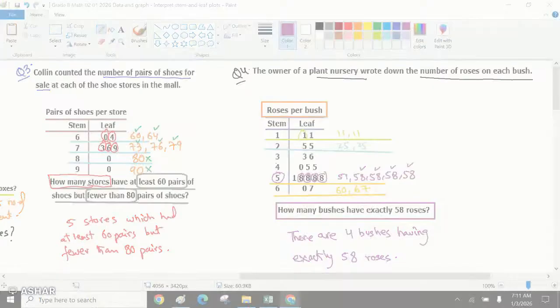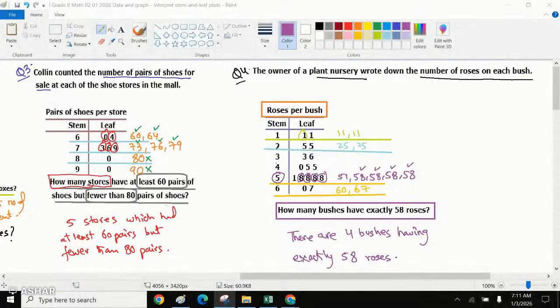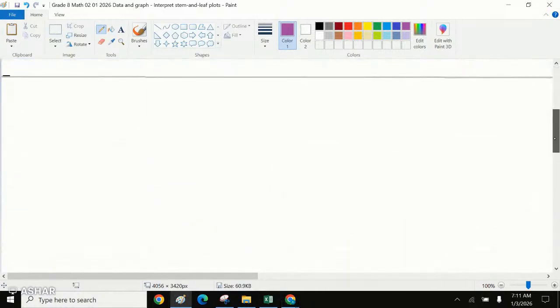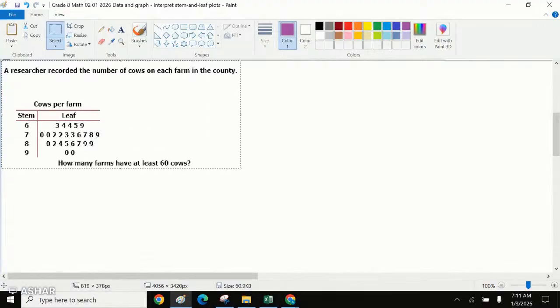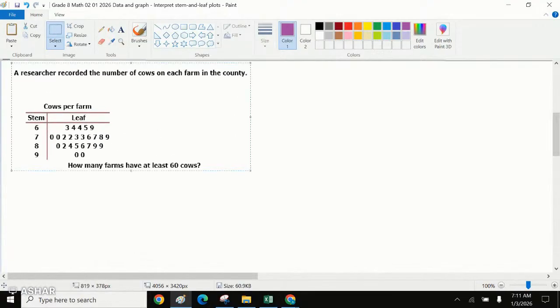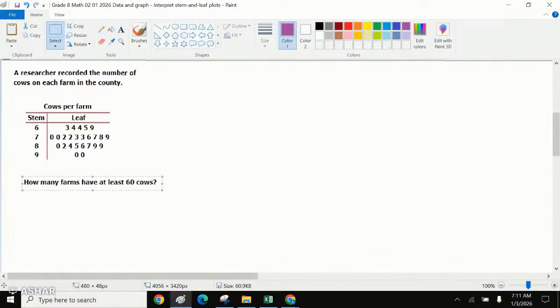The next question says a researcher took a number of cows on each farm. They're talking about the number of cows on a farm. Let's go to question number 5. A researcher recorded the number of cows on each farm in the countryside. How many farms have at least 60 cows? This was question number 5.